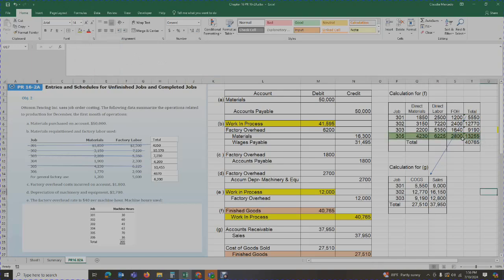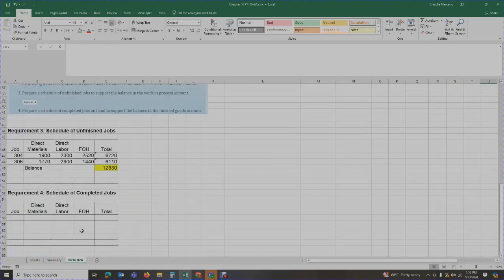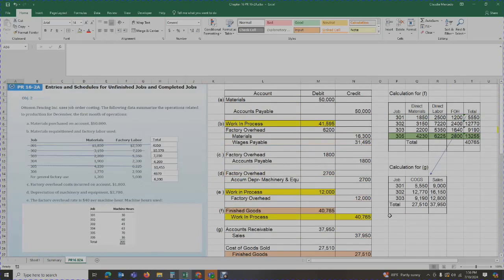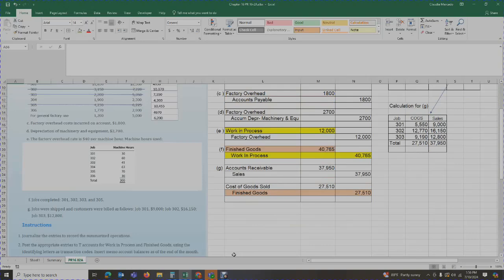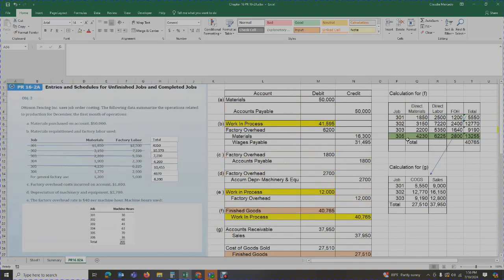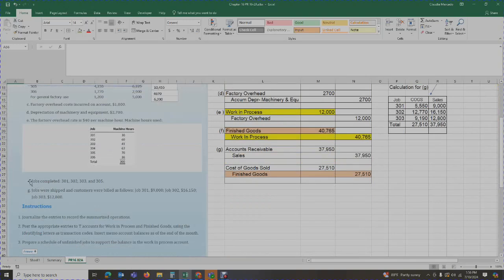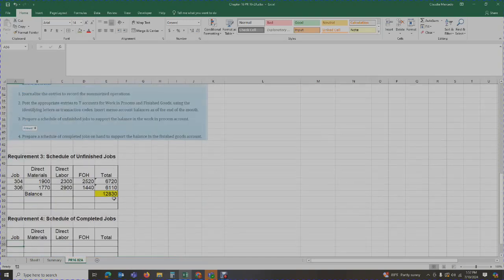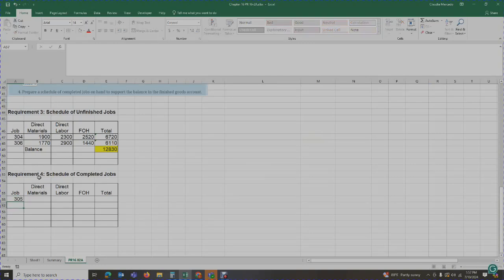Okay, so basically that is the information, but they're wanting you to create a schedule of its own. So we've already identified that the job that was completed but not sold is 305. So we would have to go back to letter F. It tells you the jobs that are completed, 301, 302, 303, and 305. And then in letter G, it tells you that job 301, 302, and 303 have been sold, which means that the one that is pending to be sold is 305.